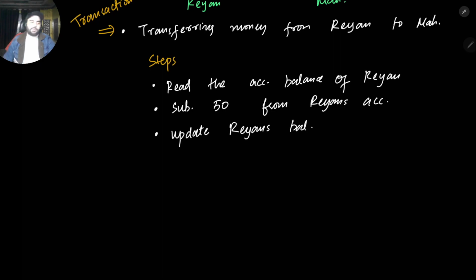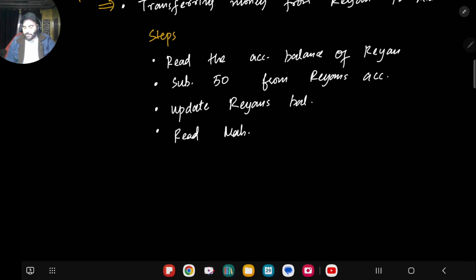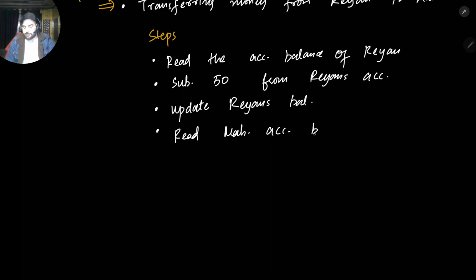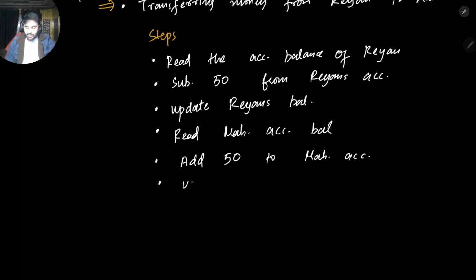This is the third step involved in this. And then again, the next step is to read Mavish's account balance. Then increment it, basically add, let's suppose 50 rupees to Mavish's account. Okay. Then at the end we have to write the updated balances. Update Mavish's balance.